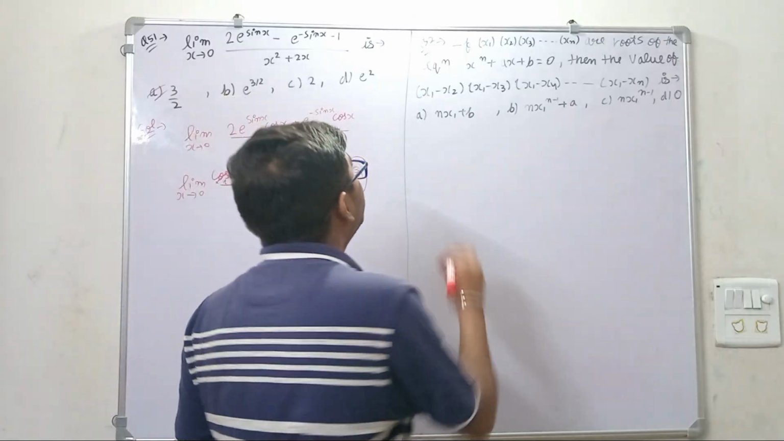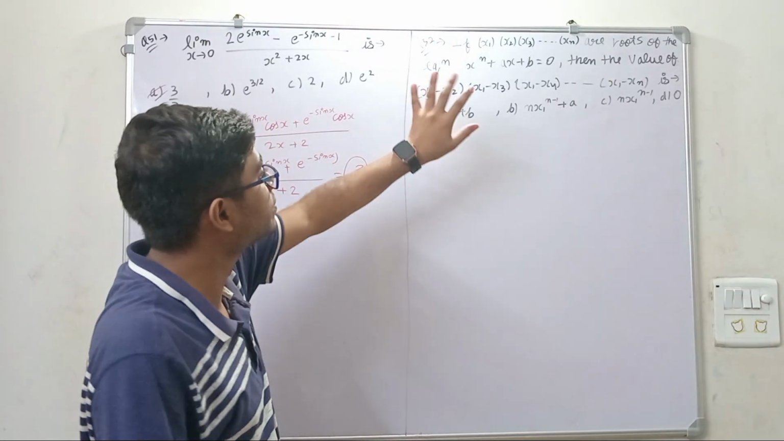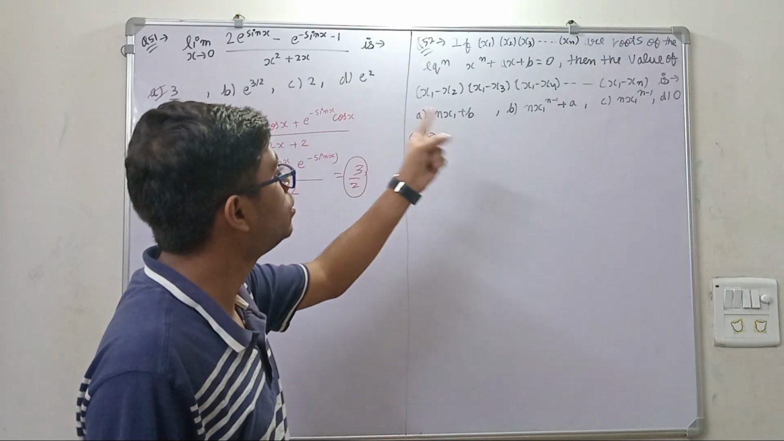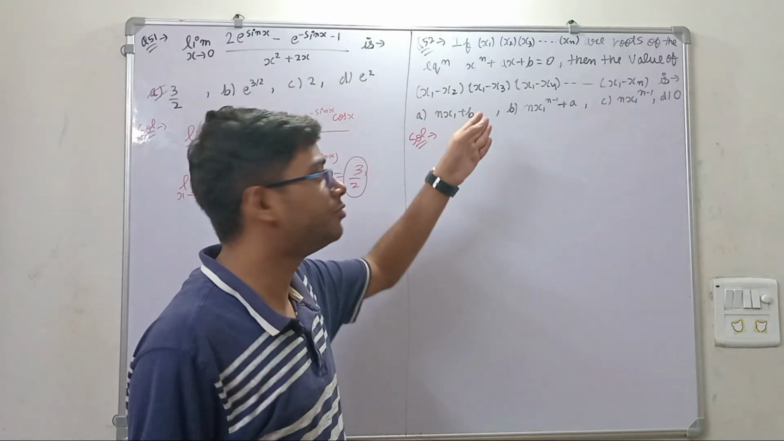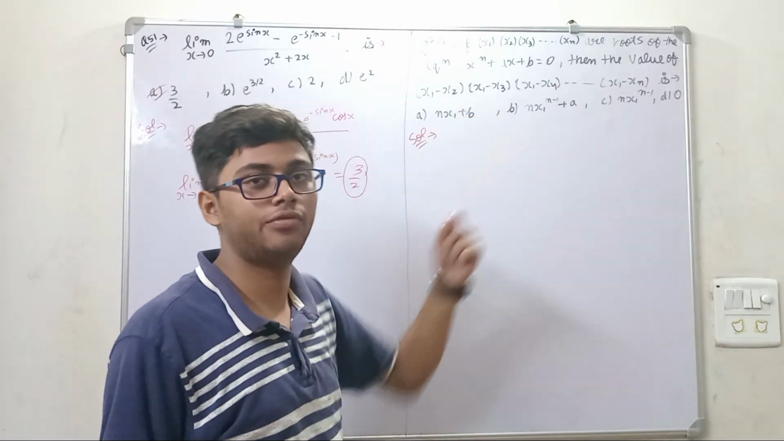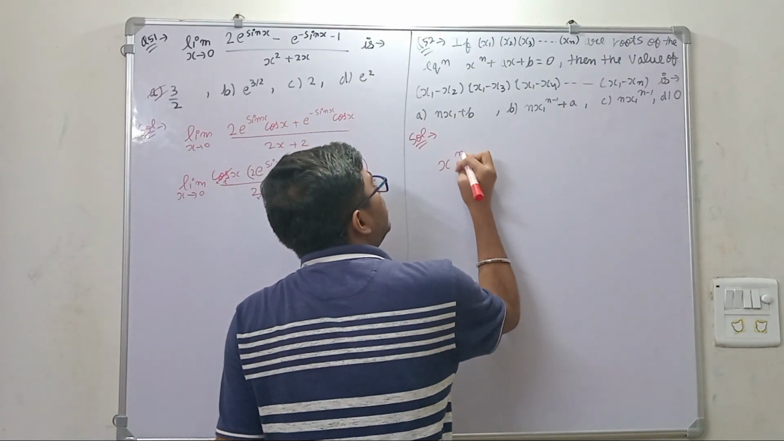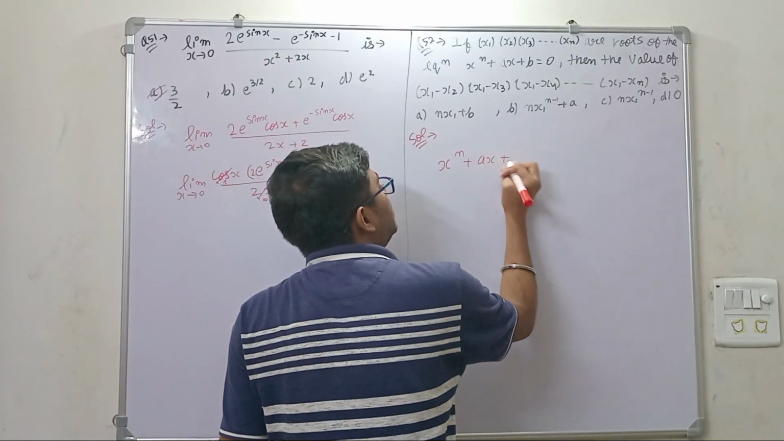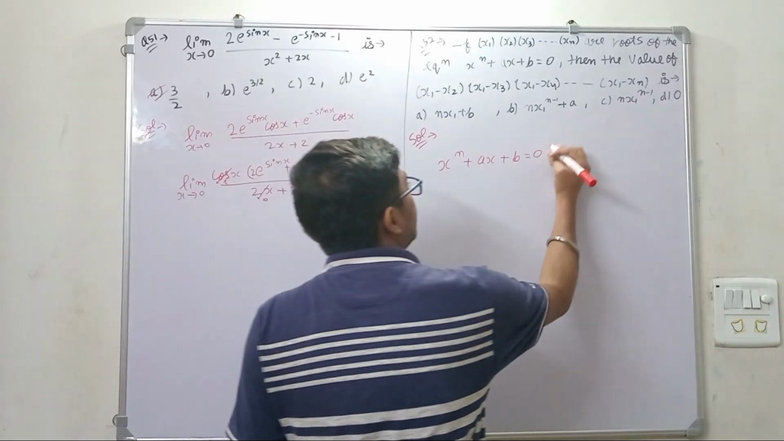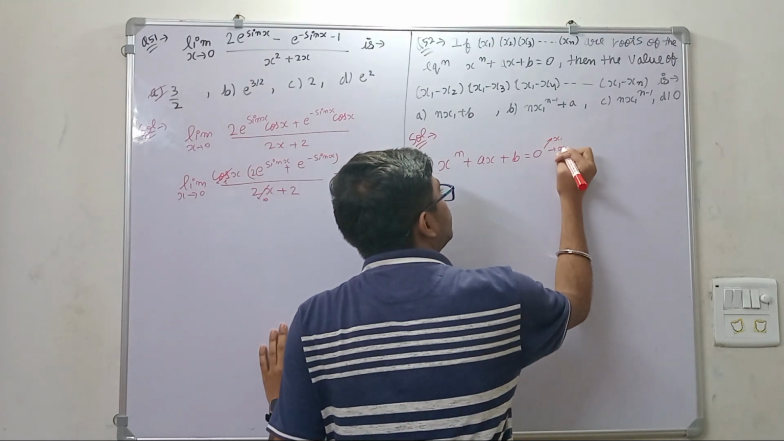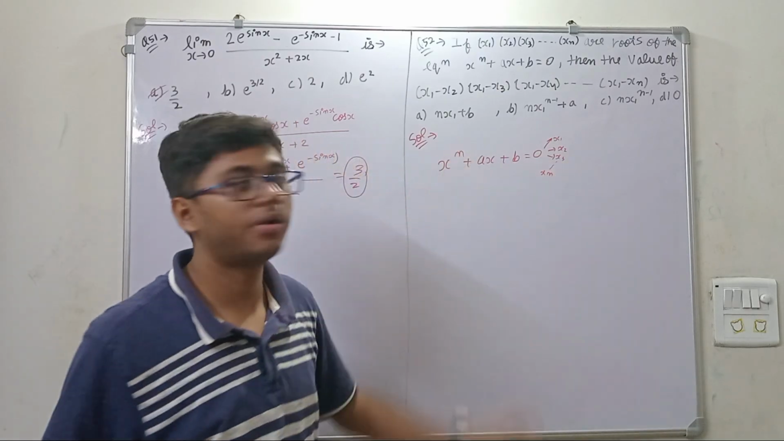This is also a very good question which can be asked. It is saying that x1, x2, ..., xn are roots of this equation, and you need to find the value of the product of the differences of the roots, meaning you subtract the first from the second, then the third, then the fourth. This is a polynomial Cx to the power n plus ax plus b equal to 0, and the roots are x1, x2, x3, till xn, because x power n is there.